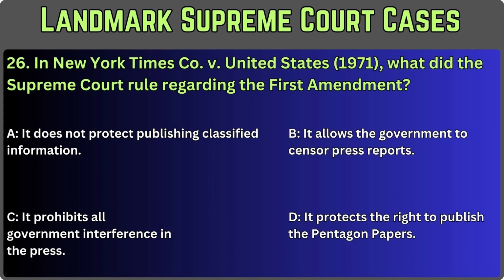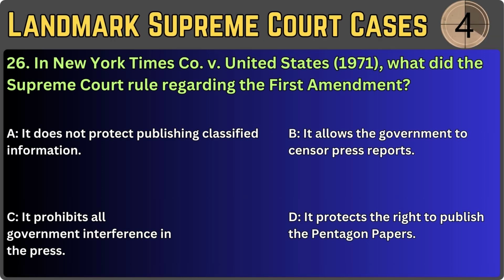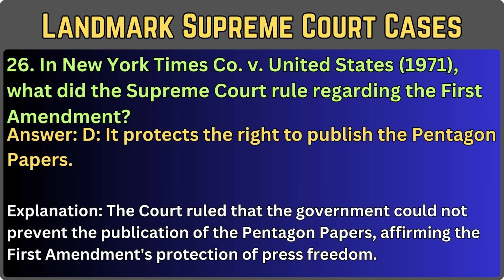26. In New York Times Company v. United States, 1971, what did the Supreme Court rule regarding the First Amendment? A. It does not protect publishing classified information. B. It allows the government to censor press reports. C. It prohibits all government interference in the press. D. It protects the right to publish the Pentagon Papers. Answer: D. It protects the right to publish the Pentagon Papers. Explanation: The court ruled that the government could not prevent the publication of the Pentagon Papers, affirming the First Amendment's protection of press freedom.